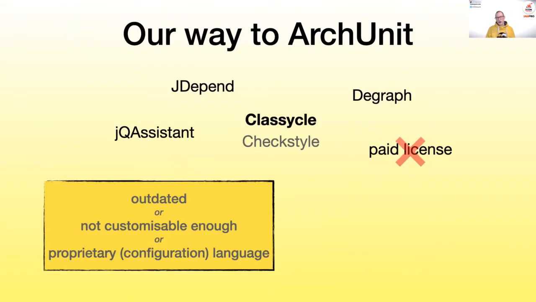A small word on our way to ArchUnit. Before we used ArchUnit, we obviously had some code checkers for metrics. Some of them you might know, like Checkstyle. And we used ClassCycle really heavily, and the brilliant JQAssistant. But some of them are outdated. Some of them are not customizable enough. That was a pretty large problem for us. And tools like the really brilliant JQAssistant offer a proprietary configuration language, and not all developers are familiar with this language or would want to learn this language. So we looked for something different.